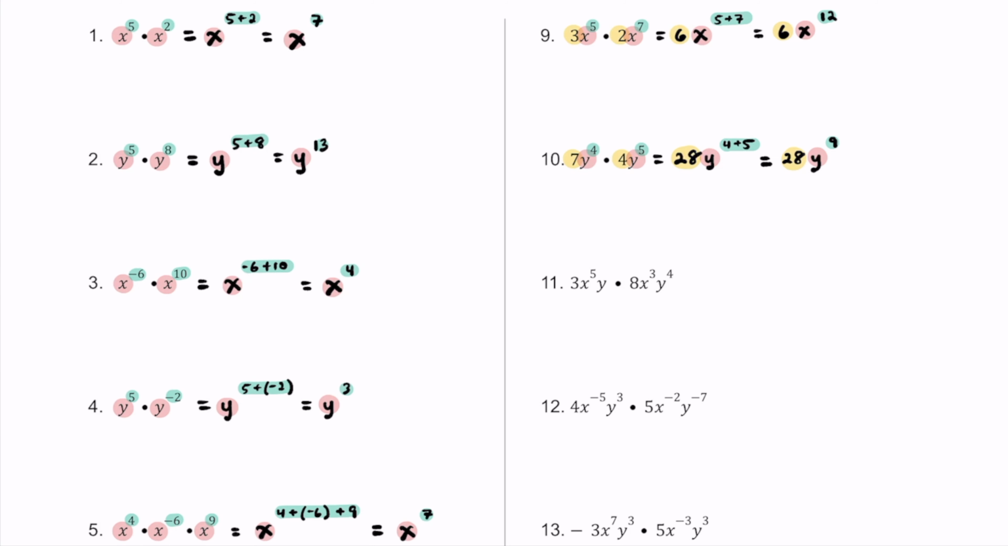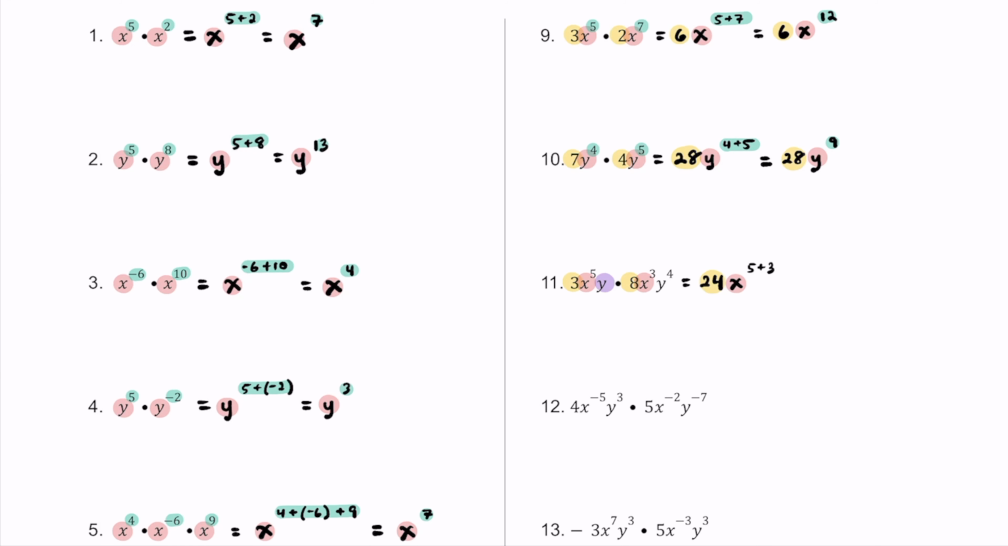In number 11, we have 3x to the 5th power times y times 8x to the 3rd power times y to the 4th power. Start by multiplying the coefficients together. So we have 3 times 8. 3 times 8 is going to be 24. So let's start there. Moving on to the x's, we have x to the 5th power times x to the 3rd power. So let's go ahead and write our x here. And that's going to be the same base. So we can go ahead and add their exponents of 5 plus 3.